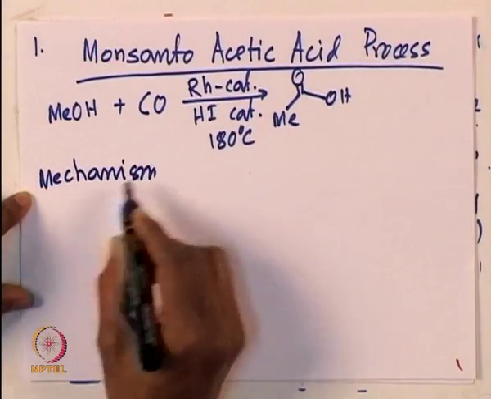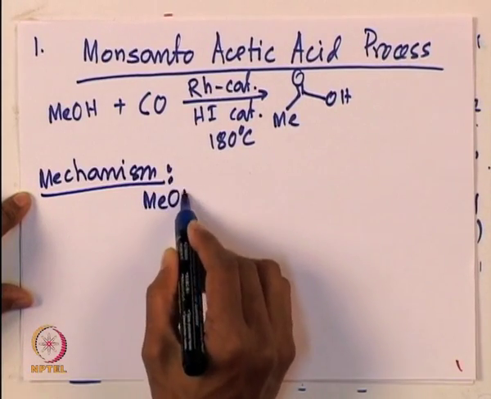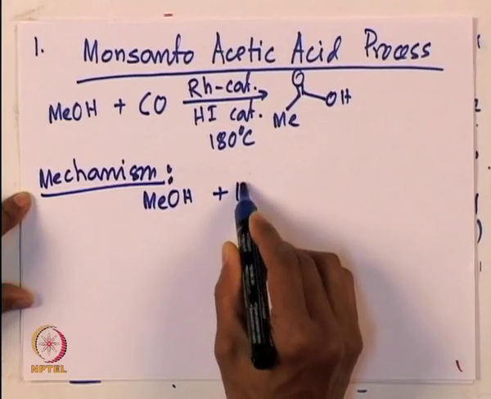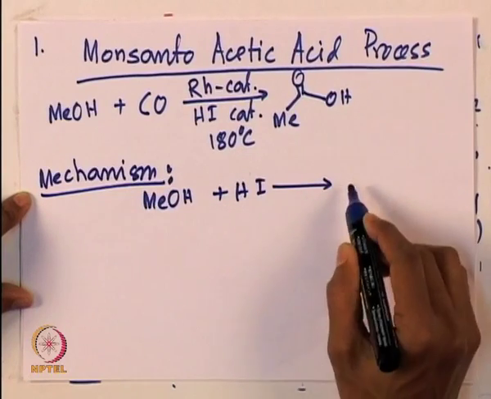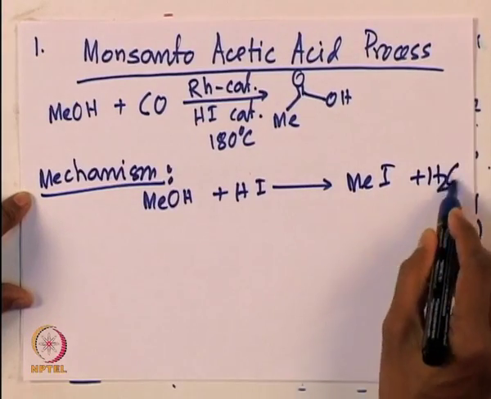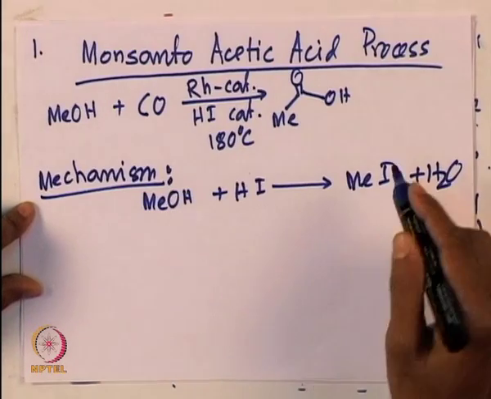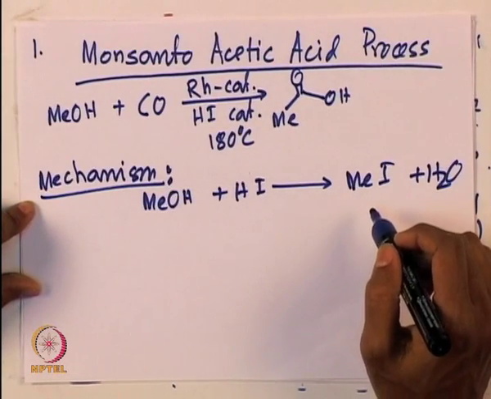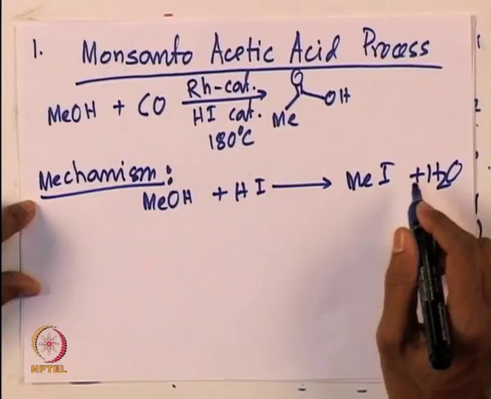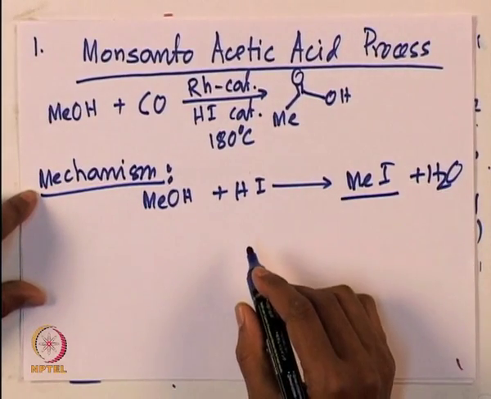Of course, the first step of the mechanism is conversion of methanol to methyl iodide with the help of HI. Right. So methanol is converted to methyl iodide and water. This is something you must remember. Without that the catalytic cycle cannot start. So methyl iodide formation is absolutely crucial.